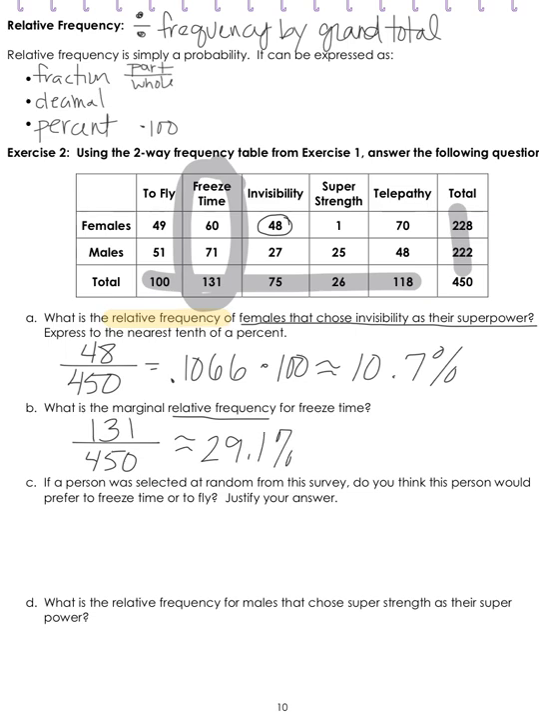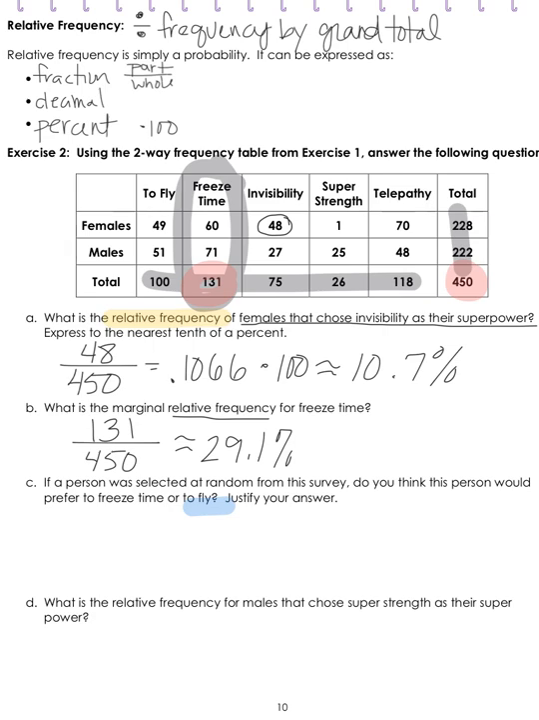C, if a person was selected at random from this survey, do you think this person would prefer to freeze time or to fly? Okay, now it just said a person, it wasn't specific, like if a female was selected at random or if a male was selected at random. Well, we already did freeze time. That was the last question. If any person, so 131 people out of the total 450, we did that. We got 29.1%. So now we'll do the same thing for fly.